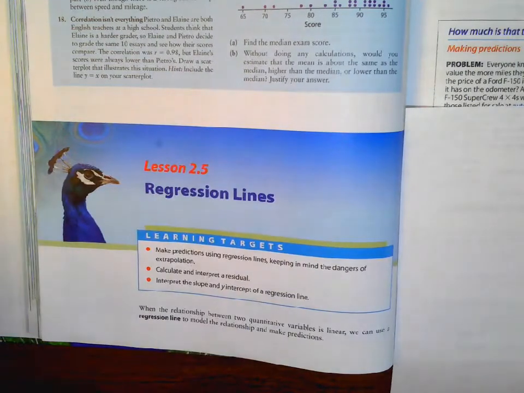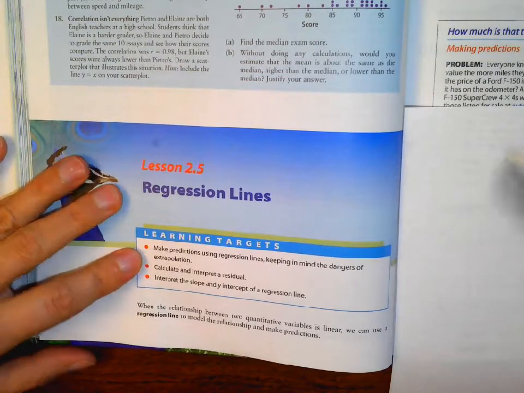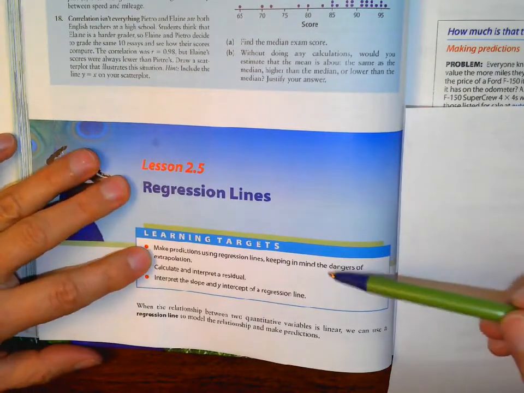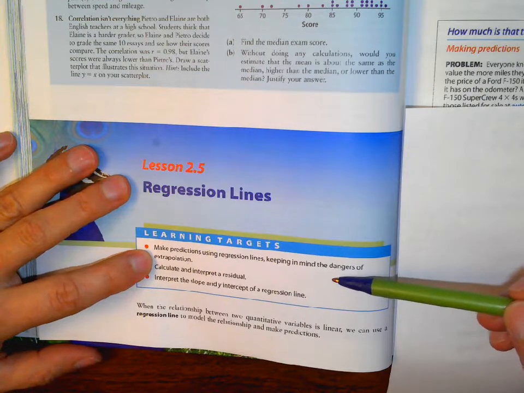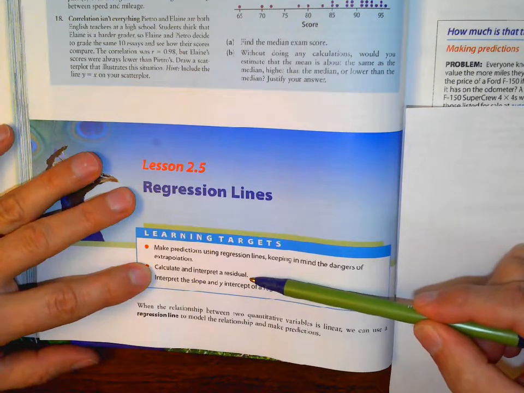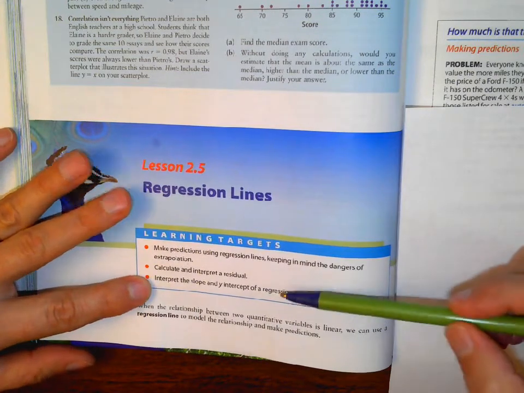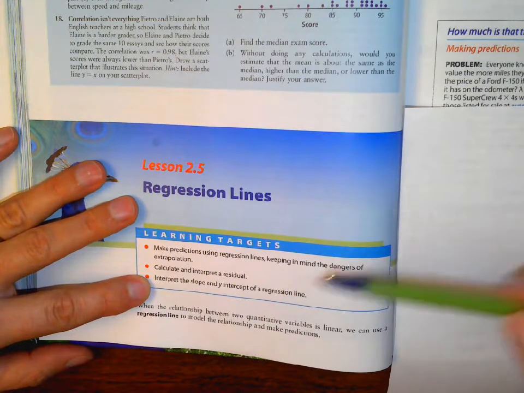Okay, these are notes 2.5, regression lines. Some of this will be familiar and some not as much. We're going to make predictions using regression lines, keeping in mind extrapolation, that you're going to be very familiar with. Calculate and interpret a residual, which is going to be new to you, and interpret the slope and the y-intercept of a line. That should also be pretty familiar with you.